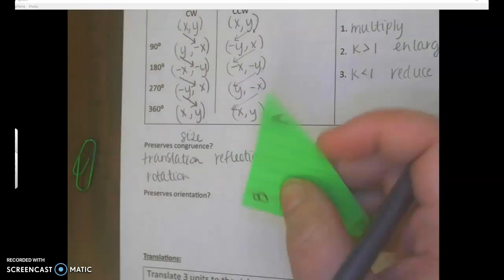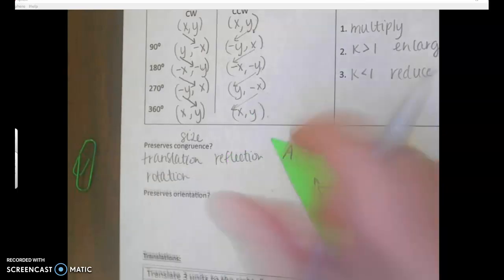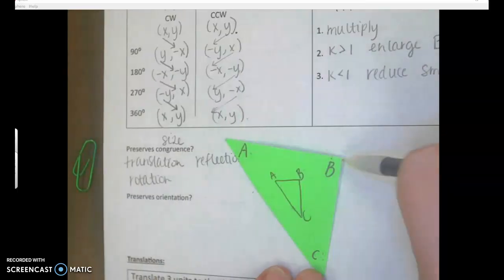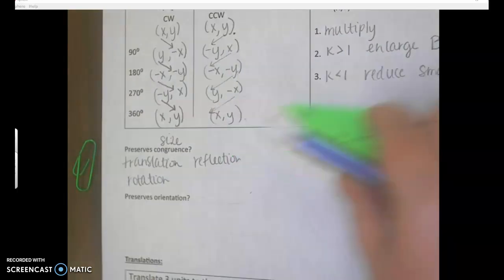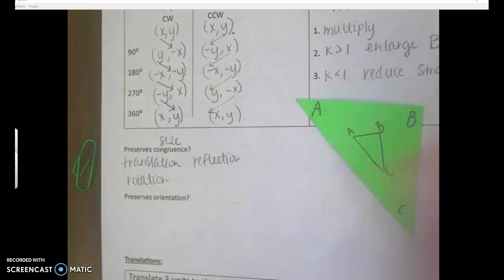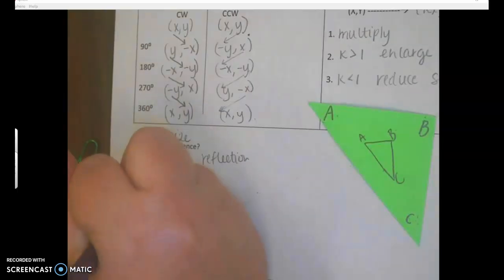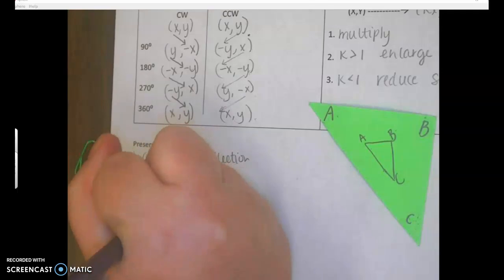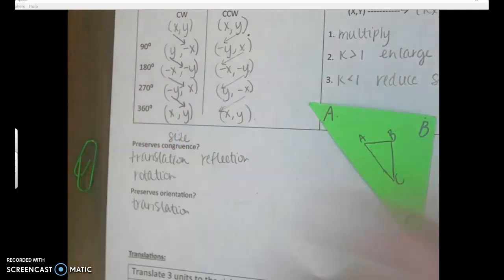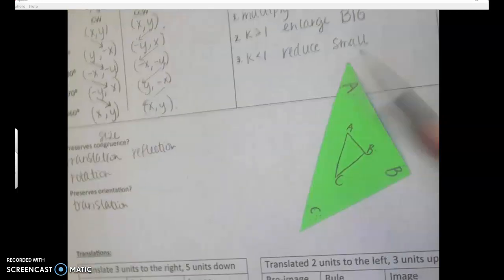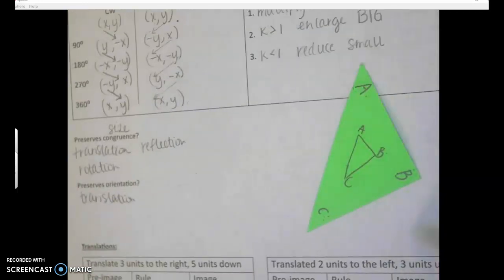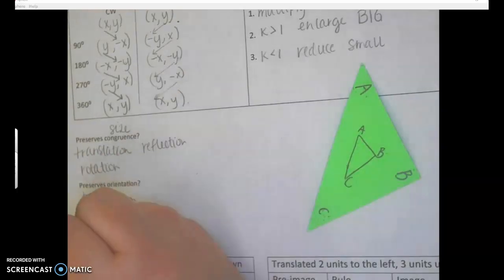When we're looking at orientation, that means my vertices are going to be in the same order. So if I'm going clockwise, we're going A, B, C. If I translate it, it's still going A, B, C. So translation preserves orientation. If I rotate it, even if it's turned, it's still going A, B, C. It's still going clockwise, so rotation preserves orientation.